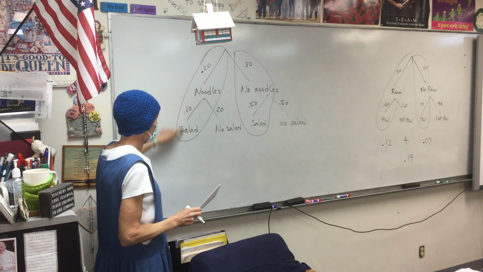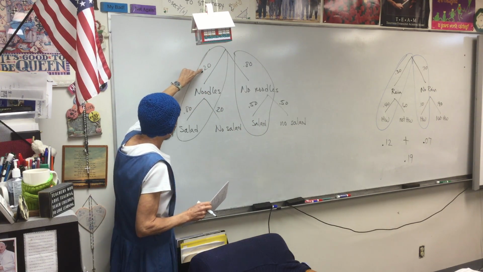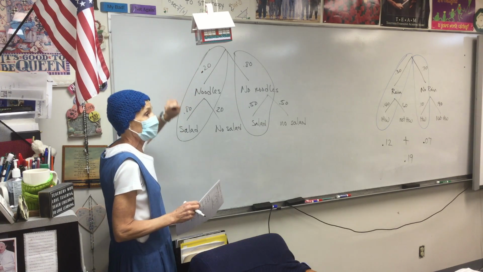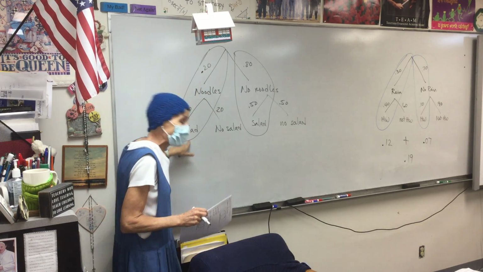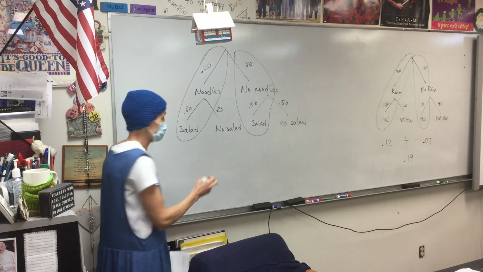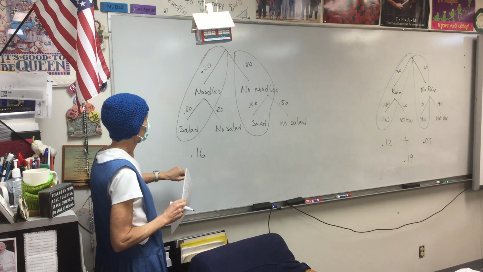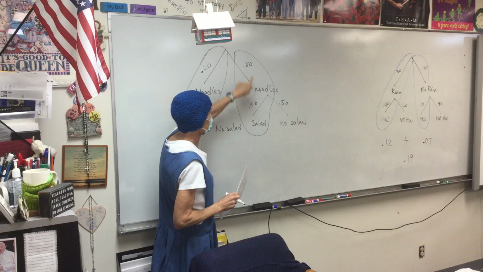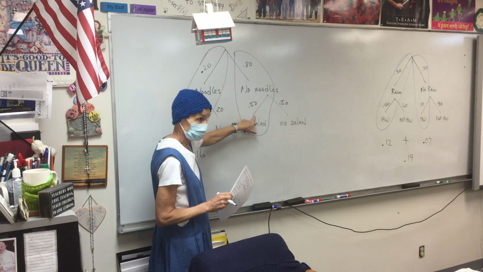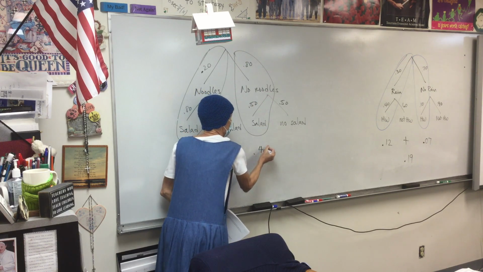All right, here we go. These are my salad branches. What do I do with the 0.2 and the 0.8? Because I am having noodles and salad. What do I do with these two numbers? Multiply. So that's going to be 0.16. Now I could have no noodles and salad, so I'll multiply those and get 0.40.